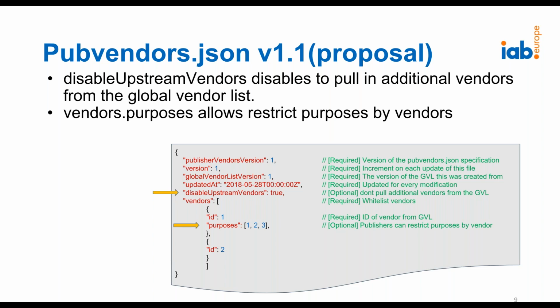So that's one thing to do, and this can be specified for each individual vendor. And there is another option, disable upstream vendors. This disables pulling in additional vendors from the global vendor list. So if I, as a publisher, have a list of vendors that I'm working with, and most of them probably do, and I have them all listed, I really don't worry about anything new added to the global vendor list. I can signal this through this file and say, I don't want any new vendors from the global vendor list being pulled in. We go to the next slide, please.